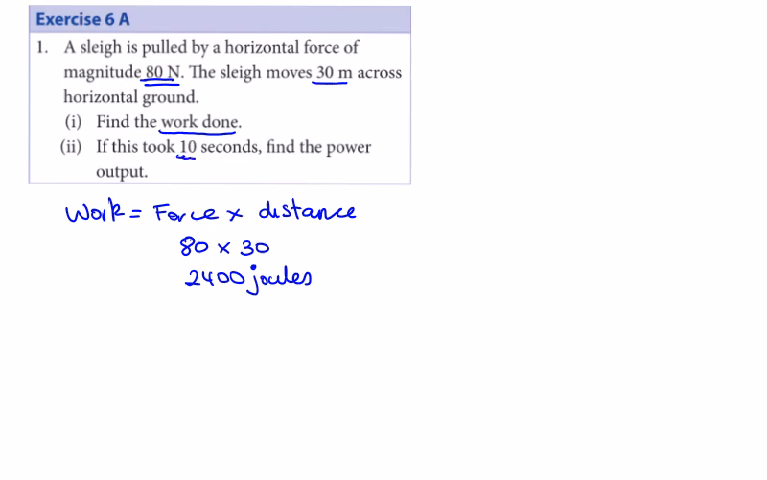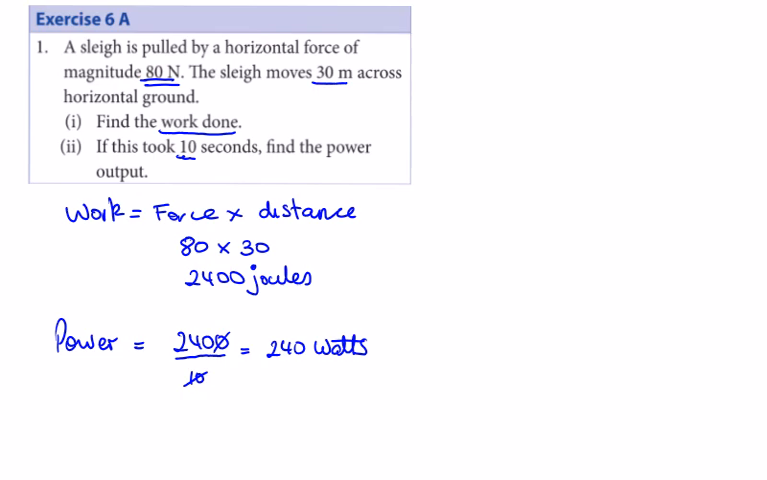It took 10 seconds. Find the power. Power is equal to this work done. We did 2400, so power is work divided by the time taken, 10. So the power here is, just knock off a 0, 240, and power is in watts.